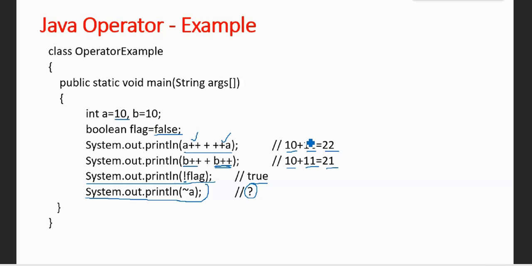Okay. So in my previous slide also I have not explained that. I just mentioned that it's a unary operator. Fine. So what does the tilde operator do? You can identify it. The tilde operator does the complement. So it does the complement of the number.